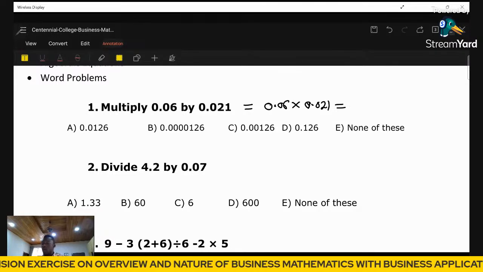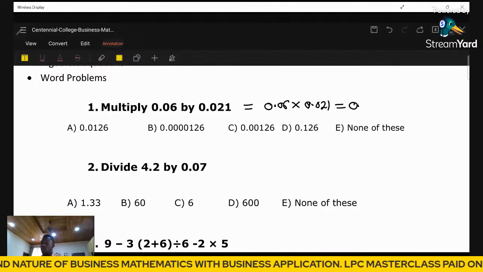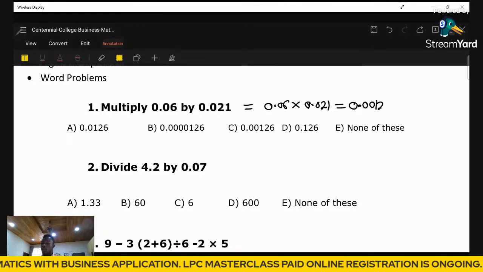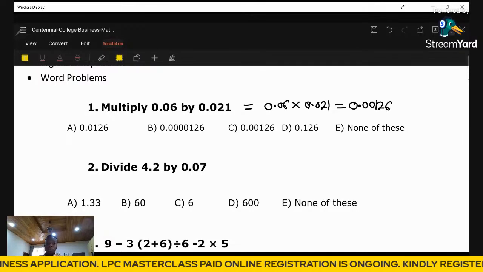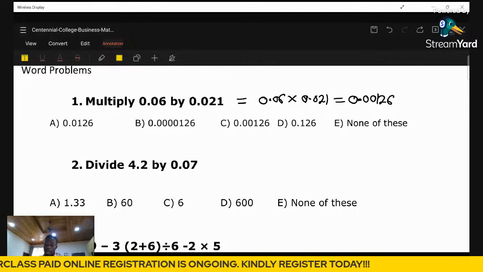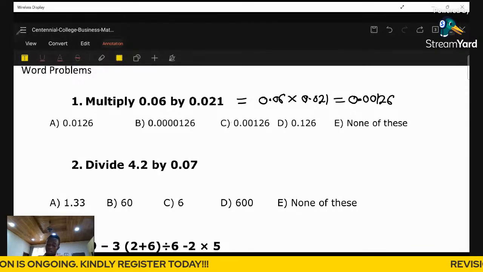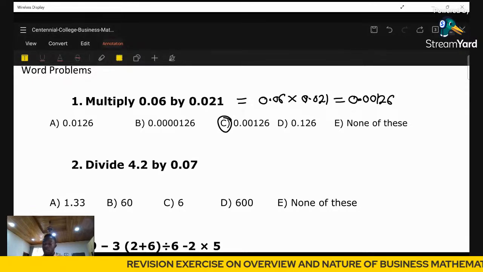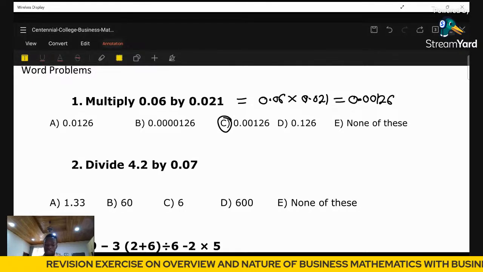With the help of our calculator, we should be able to arrive at 0.00126. And that's going to give us option C. So you get option C and then you circle it, and then you are good to go. So let's take note of that. By multiplication, just multiply the two numbers, and with the help of your calculator, you get it done.